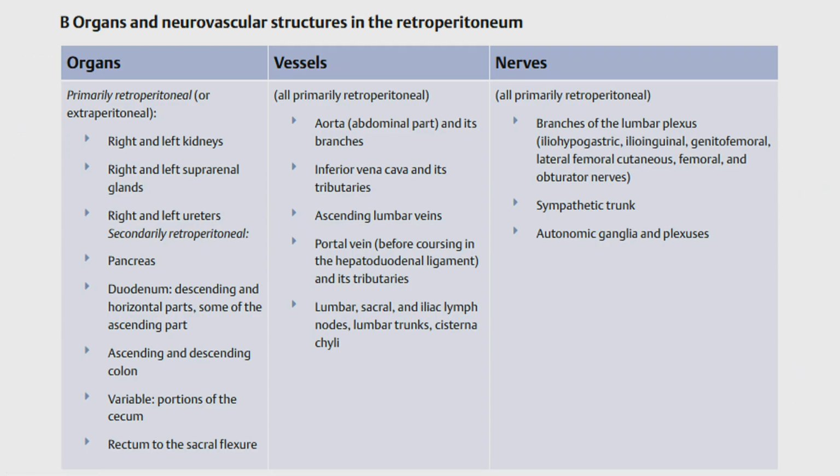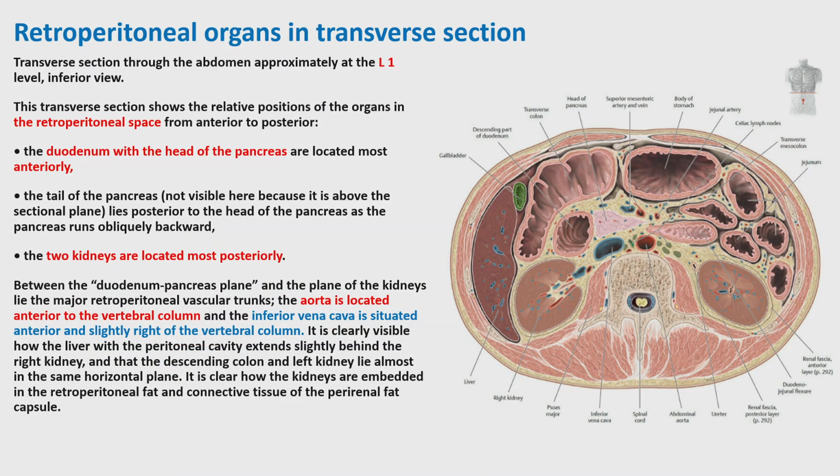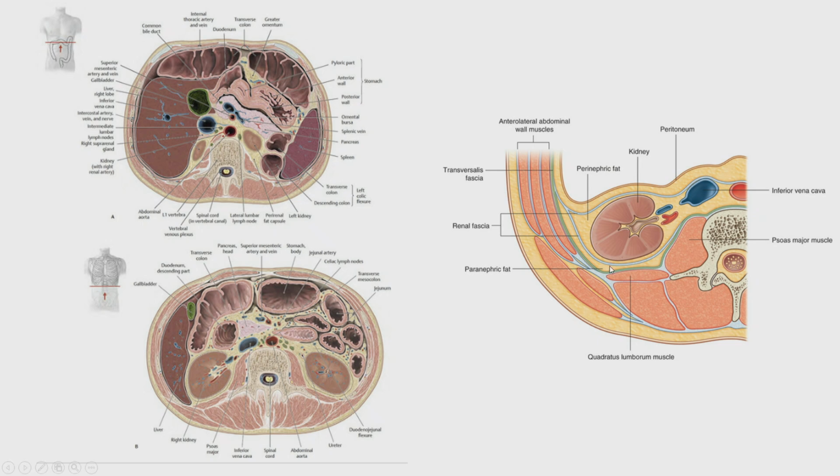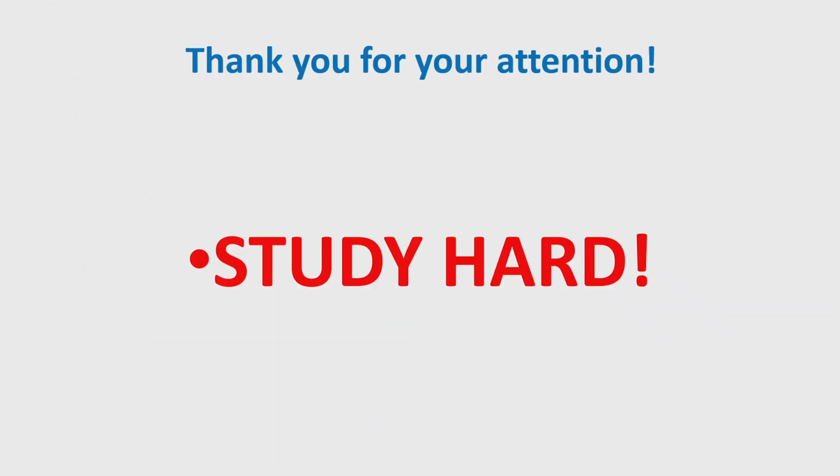Here are the organs again inside the table. You have the organs, you have the vessels, and you have the nerves. You can use it as a reference for the summary. Cross section of the retroperitoneum: the kidney, remember and revise in the lecture, definitely you had the covering of the kidney. Yes, the fascia, the retrorenal and perirenal fascia of the kidney. Remember Gerota's fascia and Zuckerkandl fascia that we mentioned before in the genital part. And thank you for your attention and study hard.